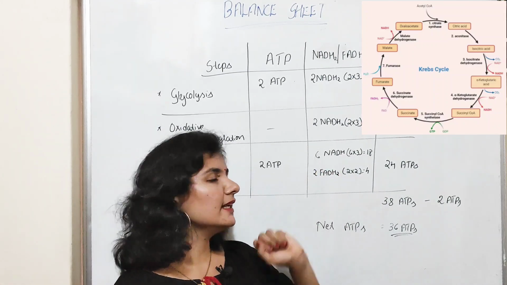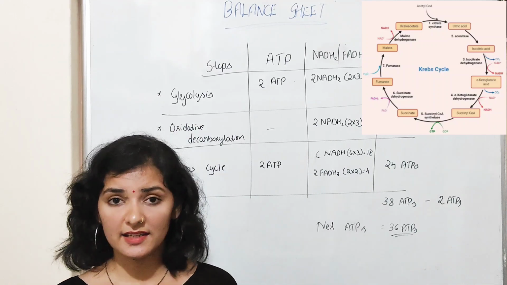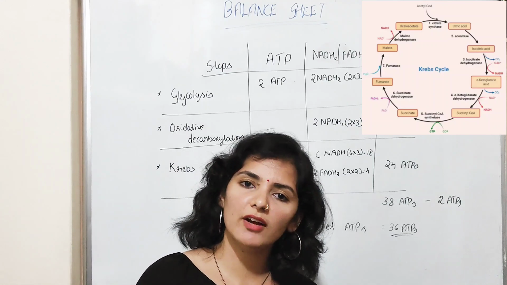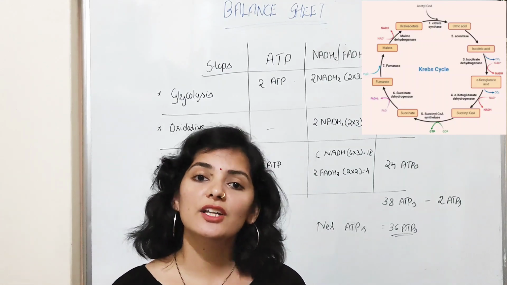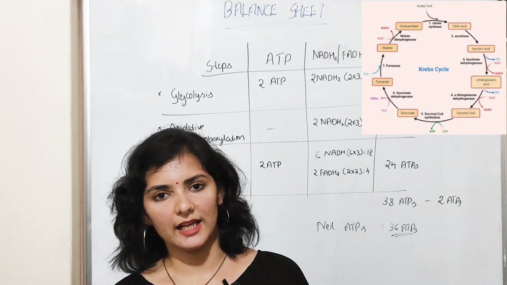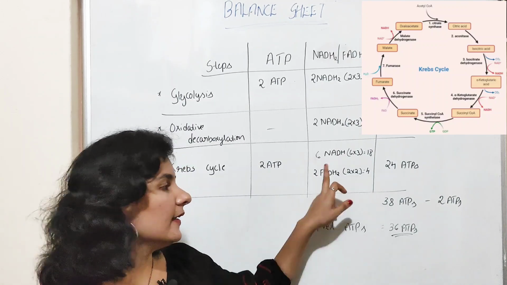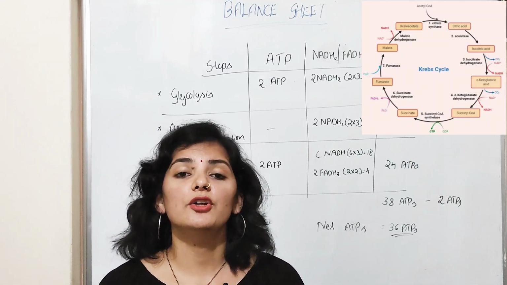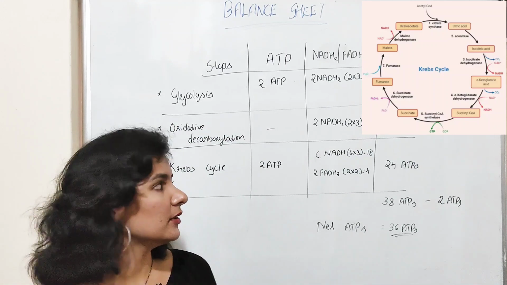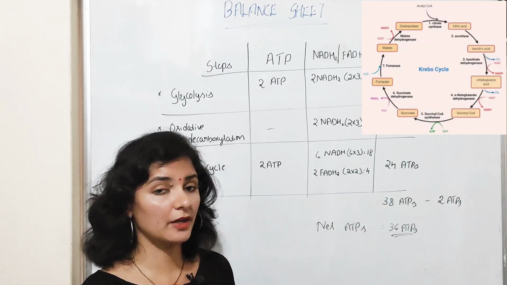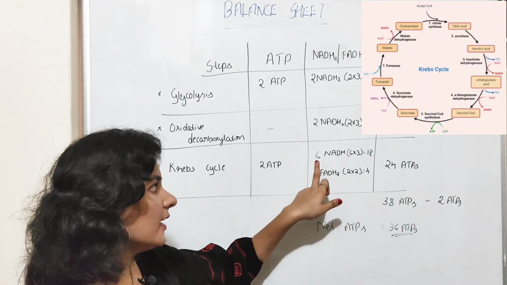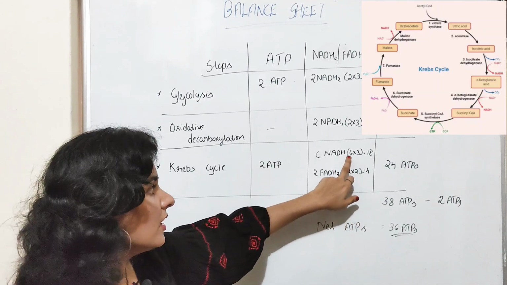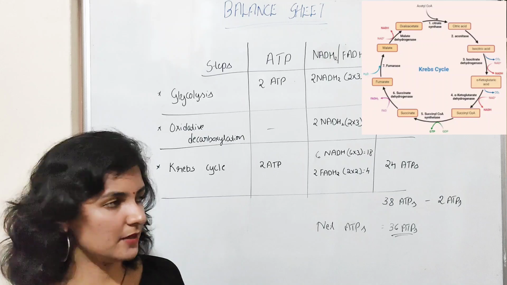In the Krebs cycle, NADH is produced in 3 steps, that is during the conversion of isocitrate into oxalosuccinate, during the conversion of alpha-ketoglutarate into succinyl-CoA, and during the conversion of malate into oxaloacetate. So in these 3 steps, NADH is produced, and you know that 2 molecules of acetyl-CoA undergo 2 Krebs cycles. So 3 into 2, that is 6 NADH are produced, because each step takes place twice. And each NADH can produce 3 ATP. So 6 into 3, that is 18 ATPs are produced.